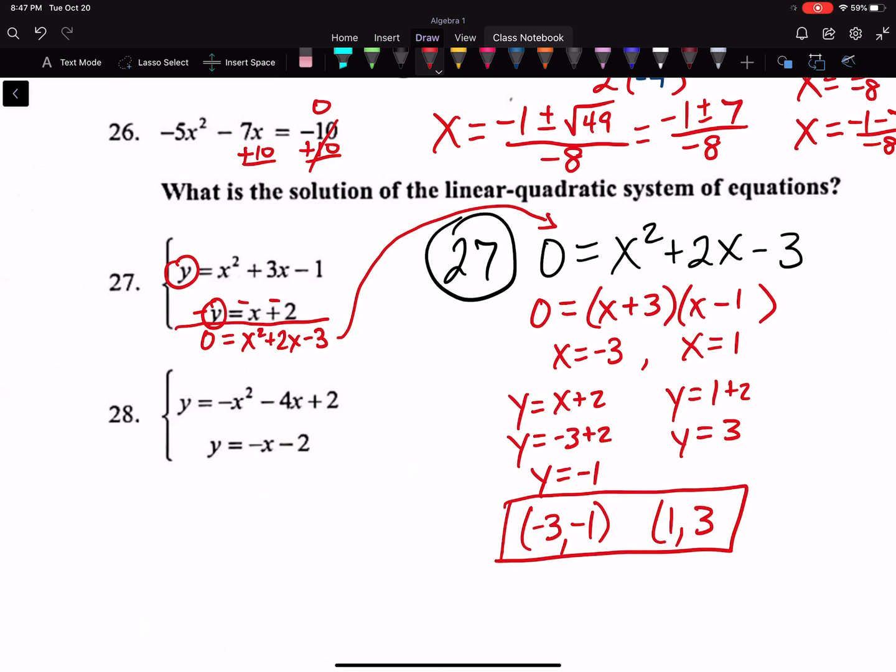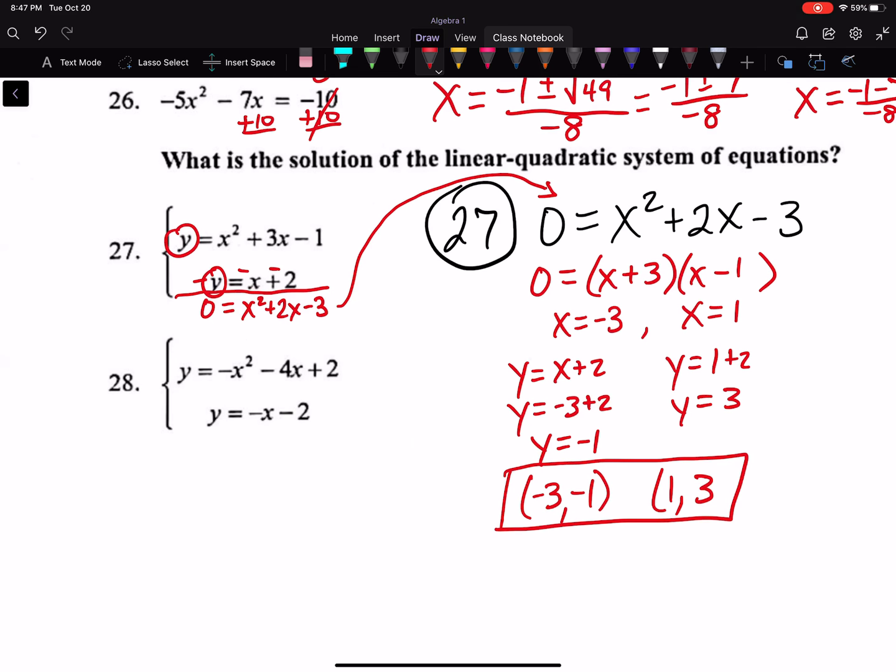Now, can you graph those? Absolutely. You can put both of those in the graph and see where their graphs intersect and do it that way if you want to. No big deal. Okay? 28, same thing. I told you I like my x squared being positive, so I'm going to change the top one. I'm going to make all their signs opposite. So negative, positive, positive, negative.